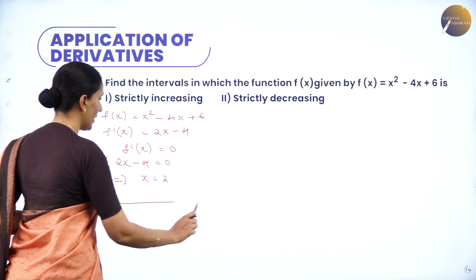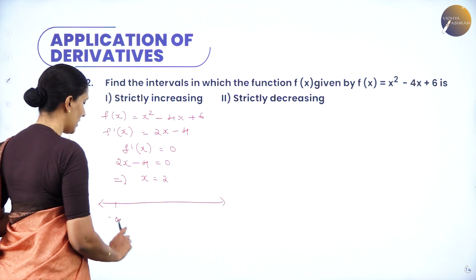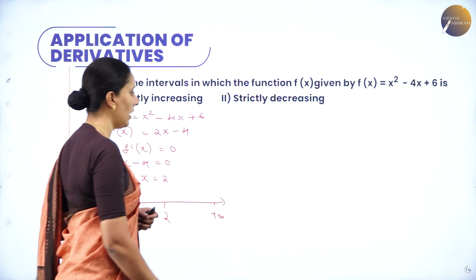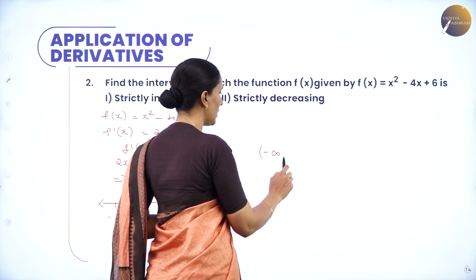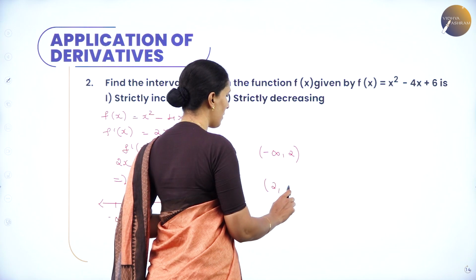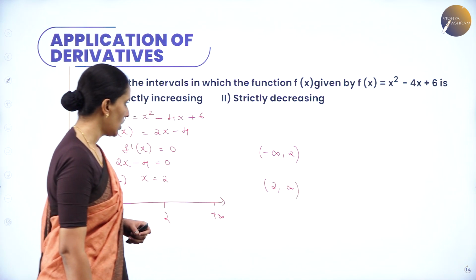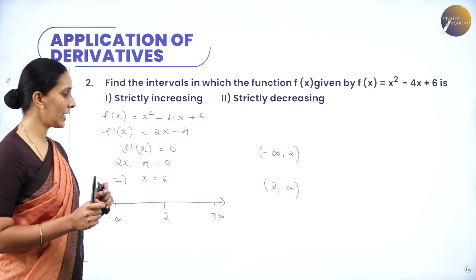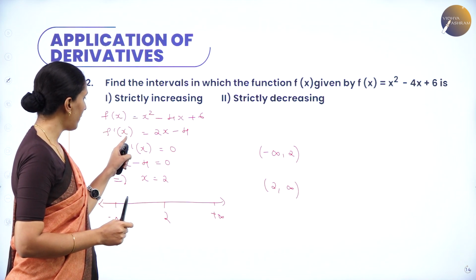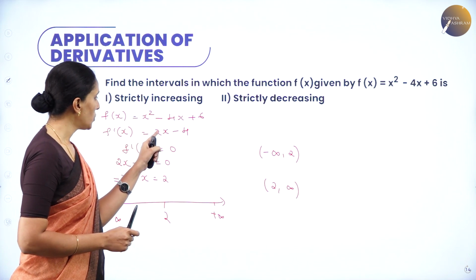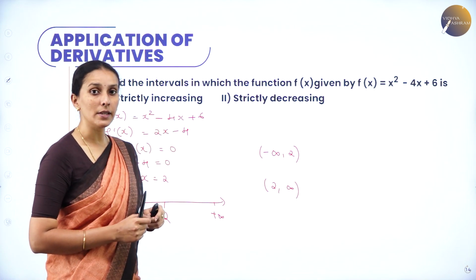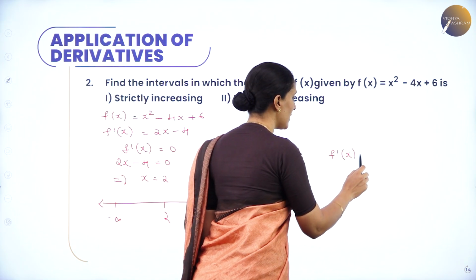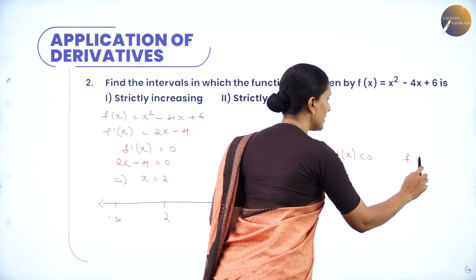So again we can divide the number line from minus infinity to plus infinity. One interval can be taken in the form of minus infinity to 2, and another interval can be taken in the form of 2 to infinity. Now take any value between minus infinity and 2. For instance, take it as 1. Then substitute in f dash of x. F dash of 1 means 2 into 1, 2 minus 4, which is minus 2. So obviously f dash of x is less than 0. So clearly here f is decreasing.